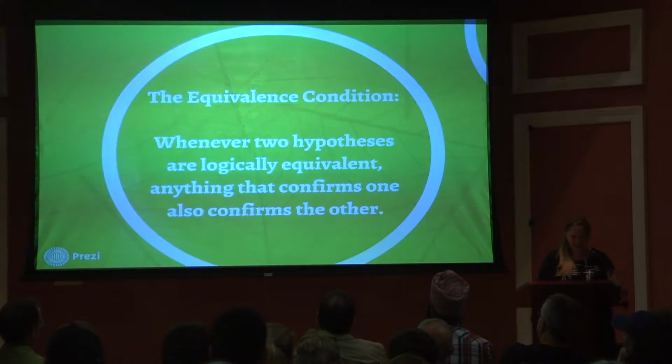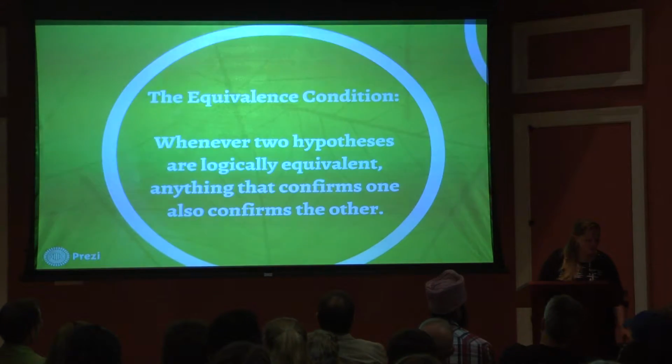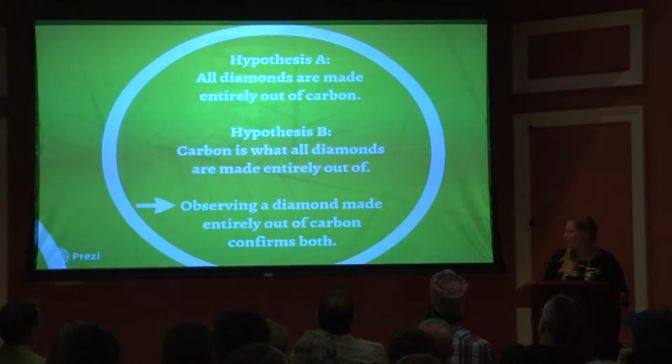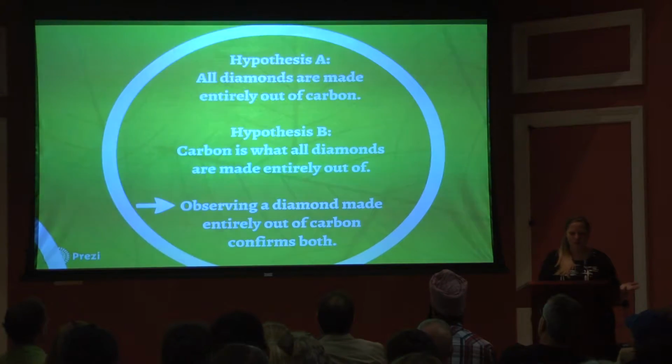So the second idea that contributes to the paradox is called the equivalence condition. The equivalence condition says that whenever two hypotheses are equivalent, or whenever they say exactly the same thing about the world, then any observation that confirms one of the hypotheses also confirms the other. So here's an example that I've borrowed from our illustrious chair, Mark Lang. Suppose that you have hypothesis A, all diamonds are made entirely out of carbon, and then you also consider hypothesis B, carbon is what all diamonds are made entirely out of.